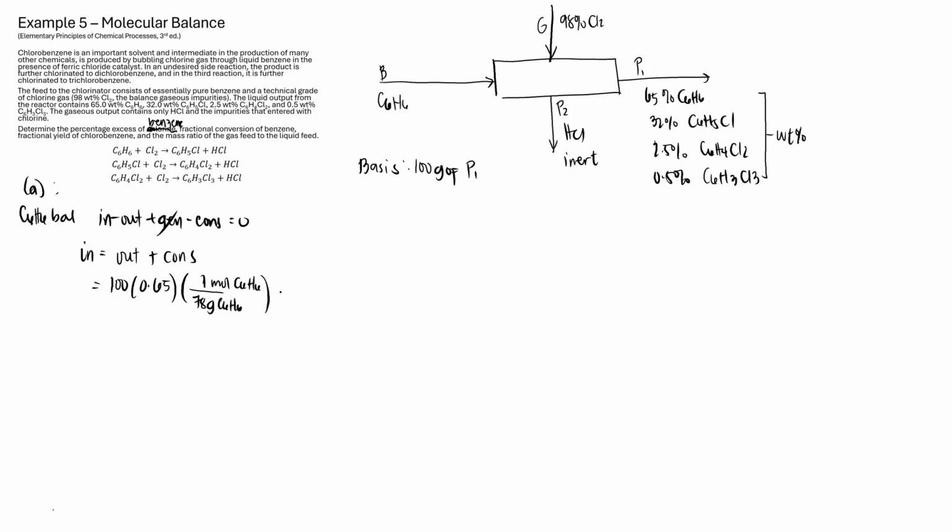And then, that's it. The consumed, well, C6H5Cl uses C6H6, so that's 1. C6H4Cl2 uses C6H5Cl, which in turn uses C6H6. And then last one, C6H3Cl3 uses C6H4Cl2, which uses C6H5Cl, which uses C6H6. So, there are so many terms.